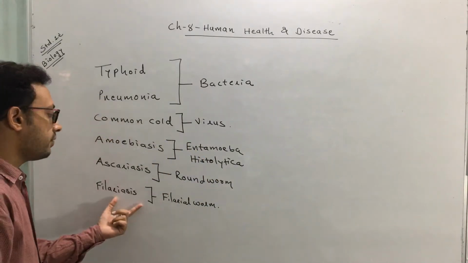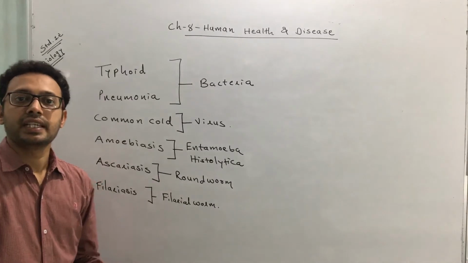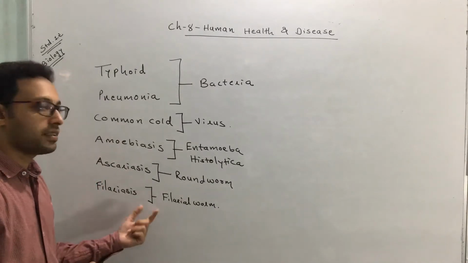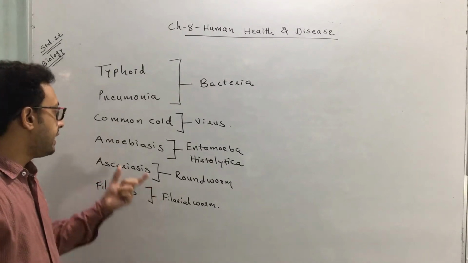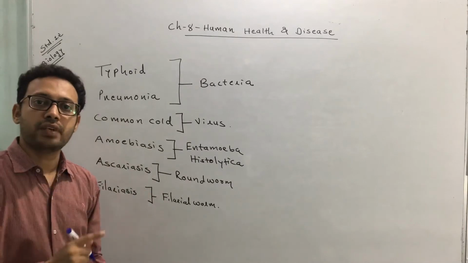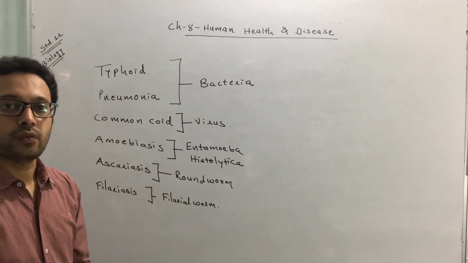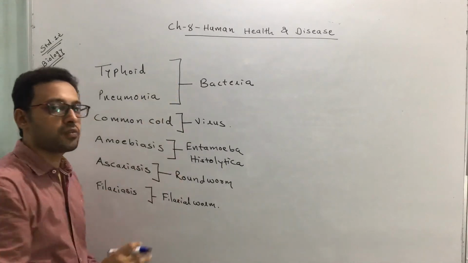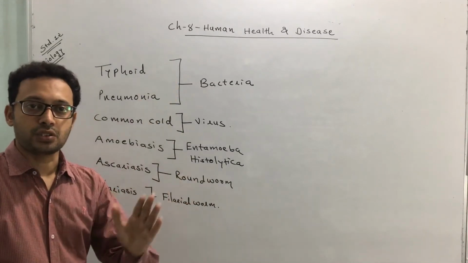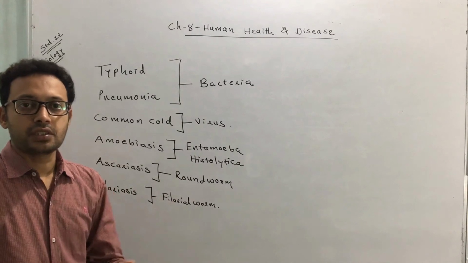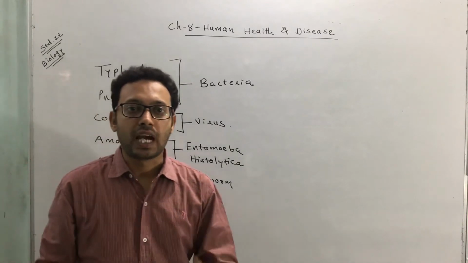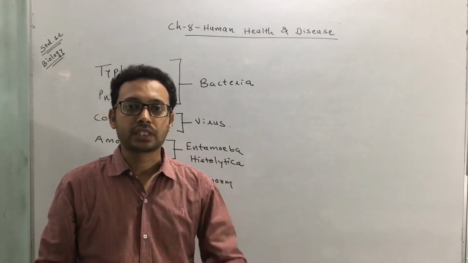The transmission of filariasis or elephantiasis needs a vector. Here the vector is the mosquito. In case of amoebiasis, it also needs a vector, and the housefly acts as the vector. So these are the diseases we discussed in the previous session. Their causative agents, mode of transmission, signs and symptoms, we have all discussed.